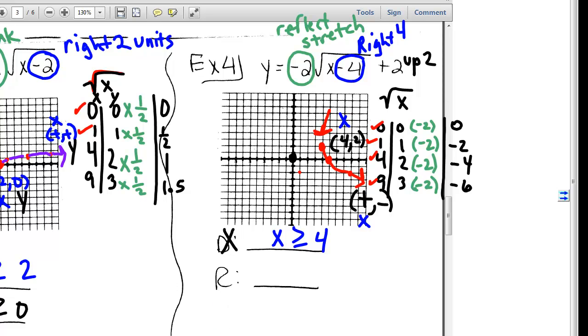Y values. Y values will be moving from 2 to negative infinity. So the y values will be getting smaller. So y will be less than or equal to 2. This concludes Flap 2 of the Unit 10 foldable.